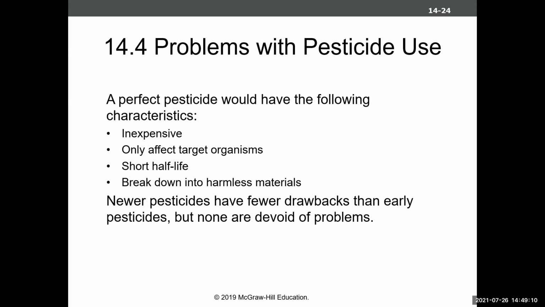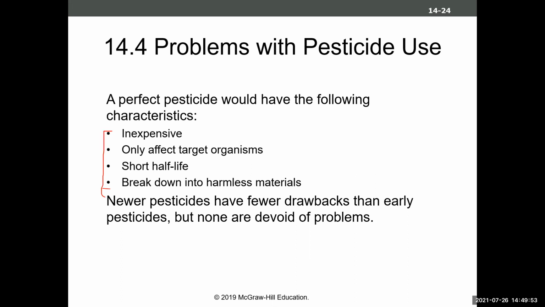A quote unquote perfect pesticide would be inexpensive and wouldn't take a lot of energy to make. It would only affect the organism that you want it to affect. It wouldn't affect other non-target organisms. It would have a short half-life, and it wouldn't persist in the environment, and it would break down into harmless materials that don't harm the environment if they remain in the environment. Newer pesticides are being constructed to fall in these categories, but we're still not there.